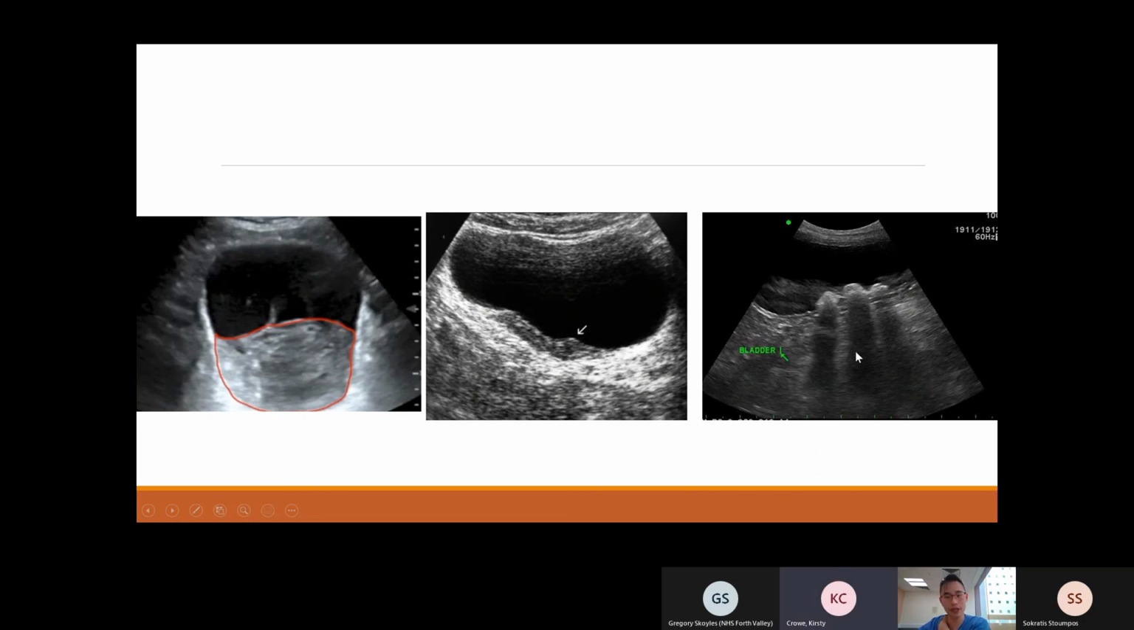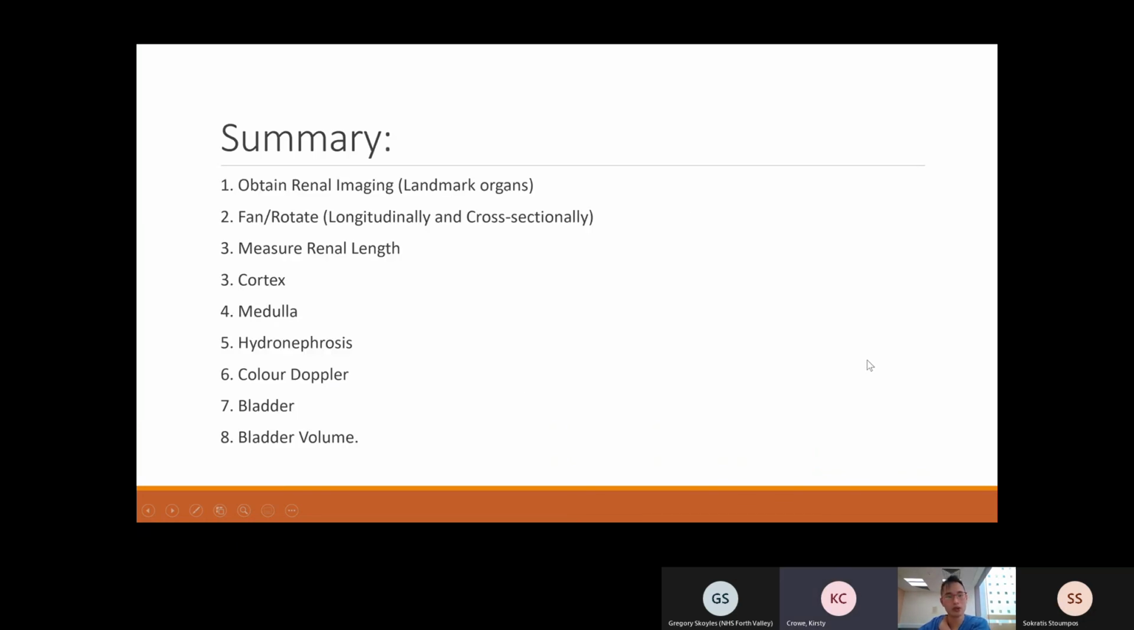Okay, great. So that's more or less coming to the end of my lecture. What are we doing with time? Okay, running a little bit over. So in summary, we talked about how to obtain a renal image, and the importance of landmark organs. We talked about the importance of fanning and rotating until you find the longest renal kidney plane, and then measuring the length. And we talked about what's abnormal length and what's not.